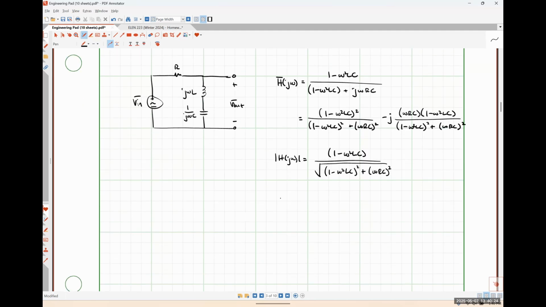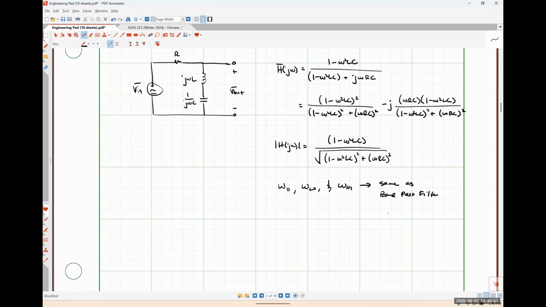For what it's worth, omega naught, omega low, and omega high are going to be the same as our band pass filter that we talked about at the very beginning. Exact same relationships, okay? Same thing for bandwidth, obviously.